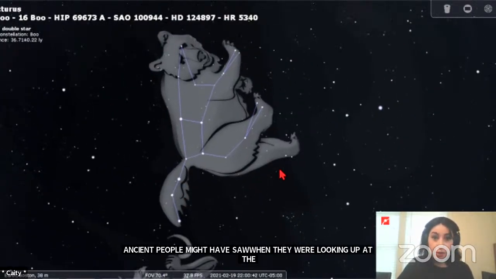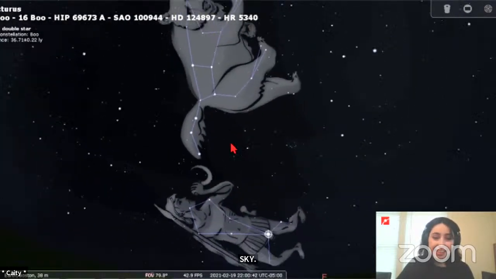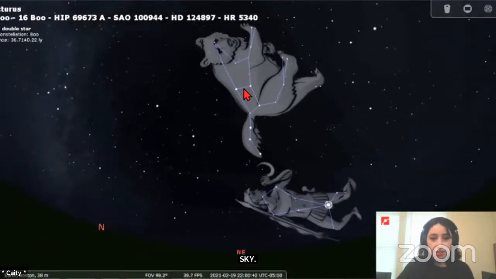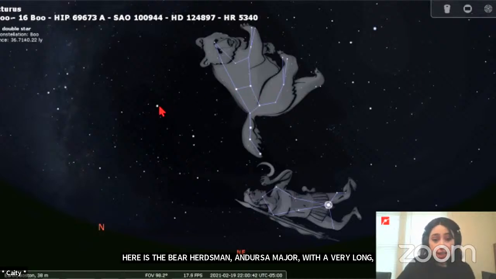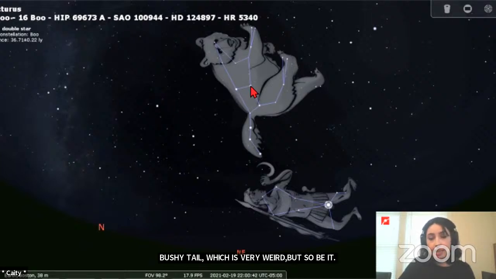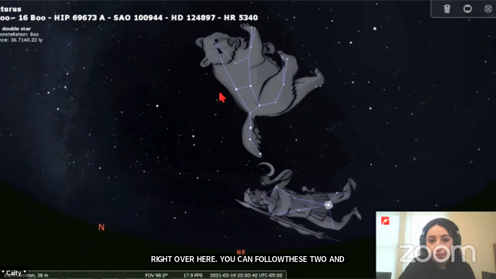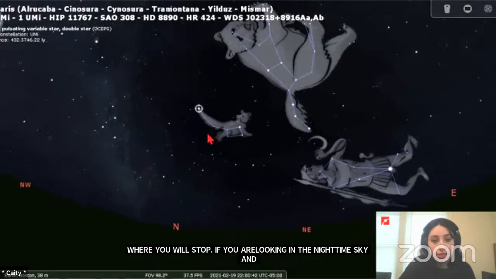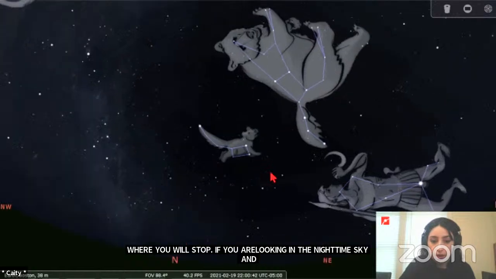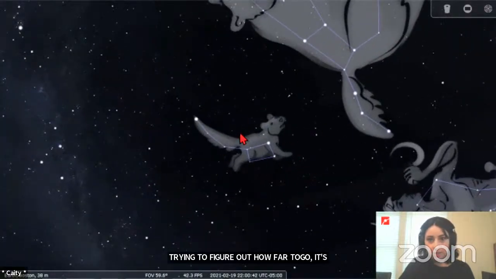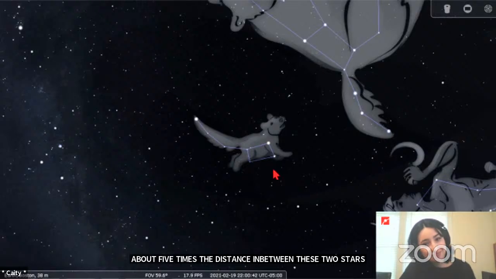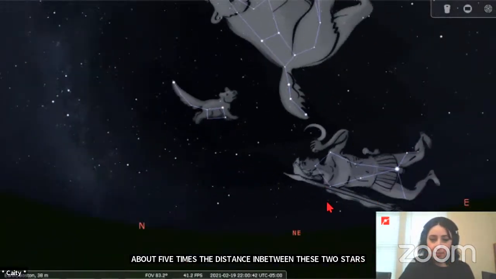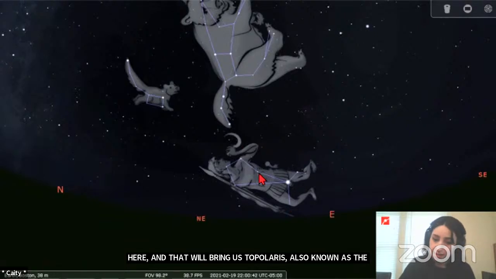but so be it. There's also a little bear that you can find with the Big Dipper right over here. You can follow these two end stars straight in a line, and the first star that you come to is where you'll stop. If you're looking in the nighttime sky and trying to figure out how far to go, it's about 5 times the distance between these two stars here. That'll bring us to Polaris, also known as the North Star, and the Little Dipper, or Ursa Minor, the little bear, which is very cute. And it has an even longer tail. So we've got the bears and the bear herdsman named Bootes, which is a spring constellation.